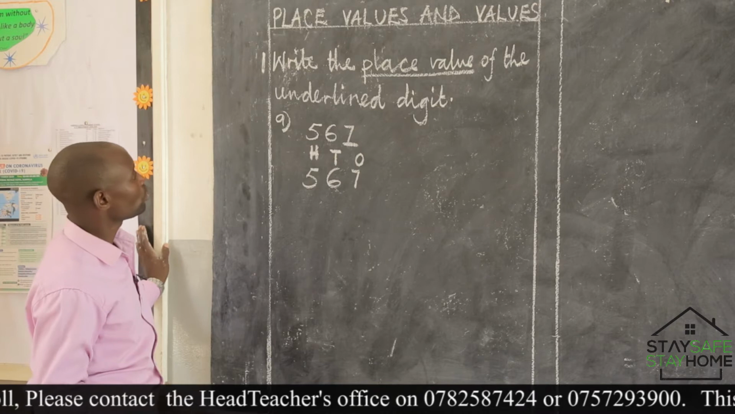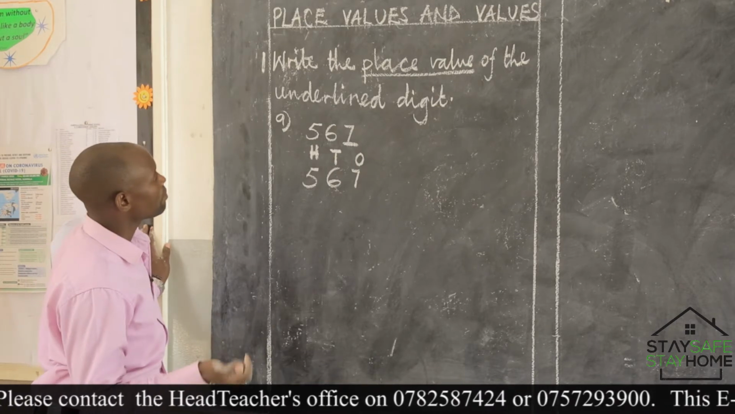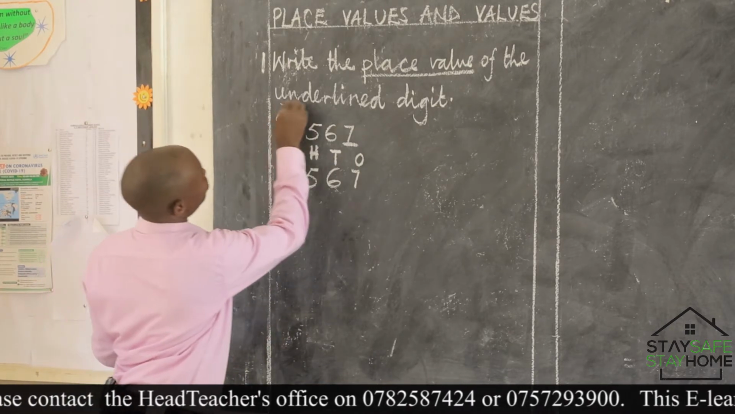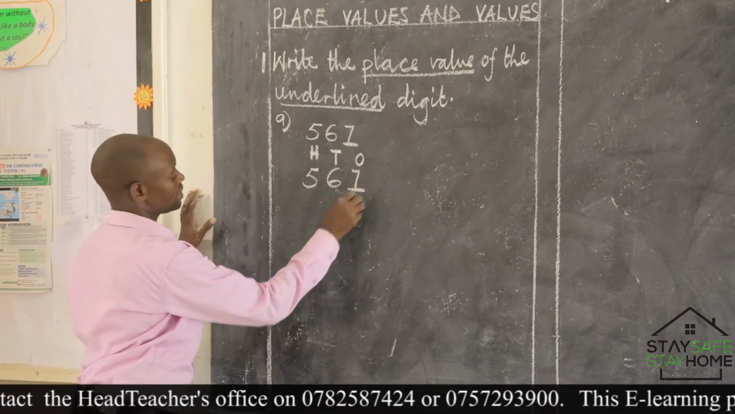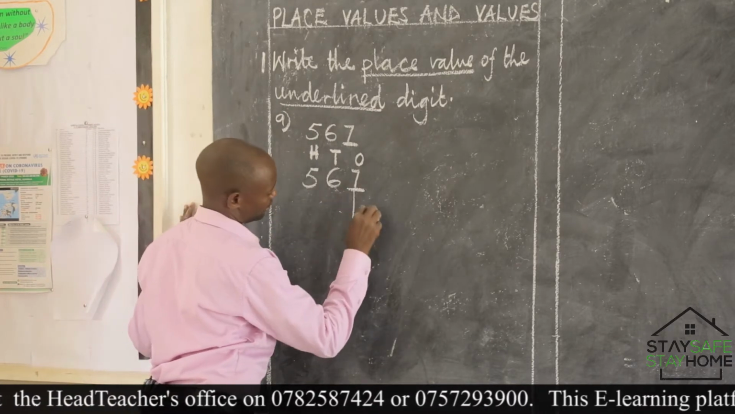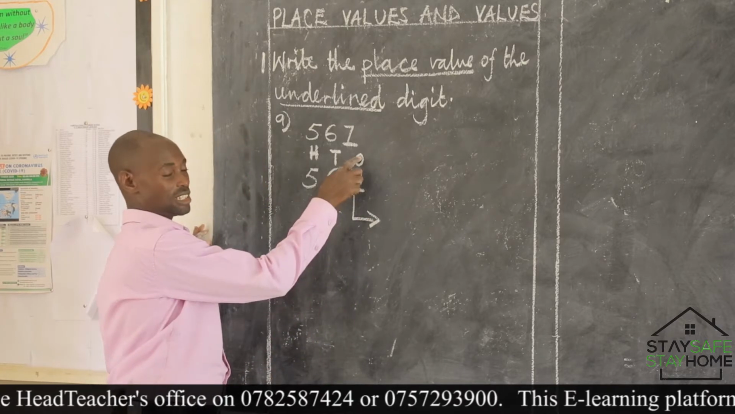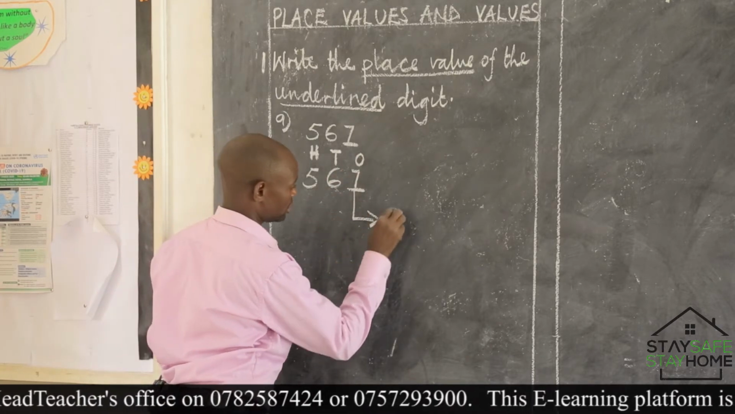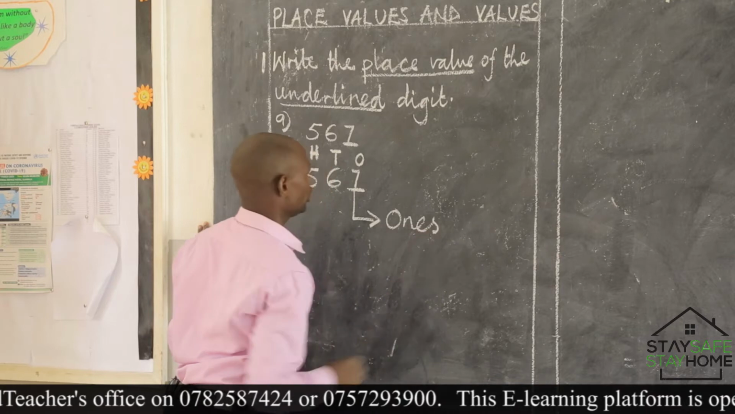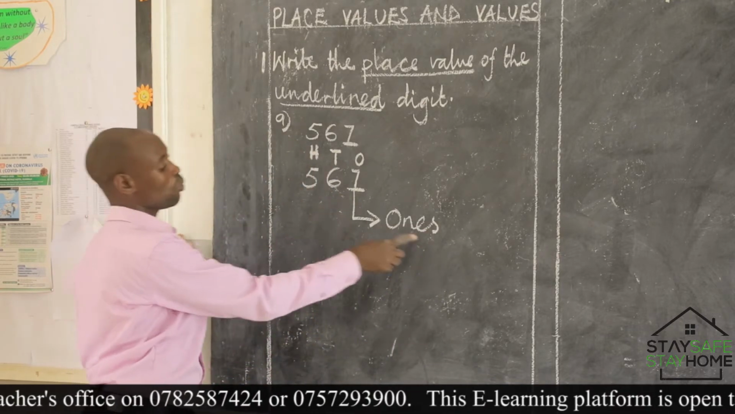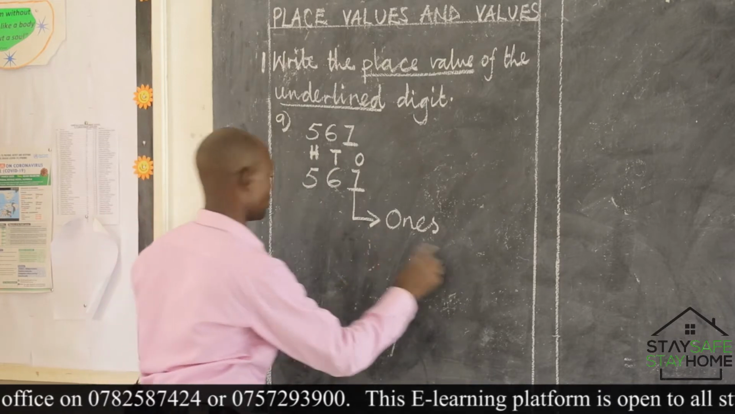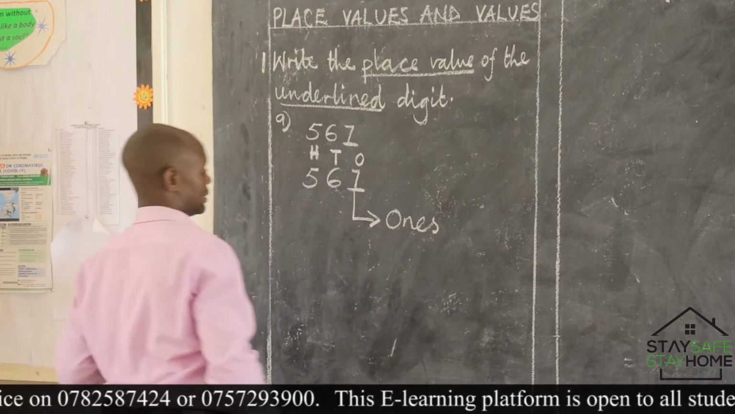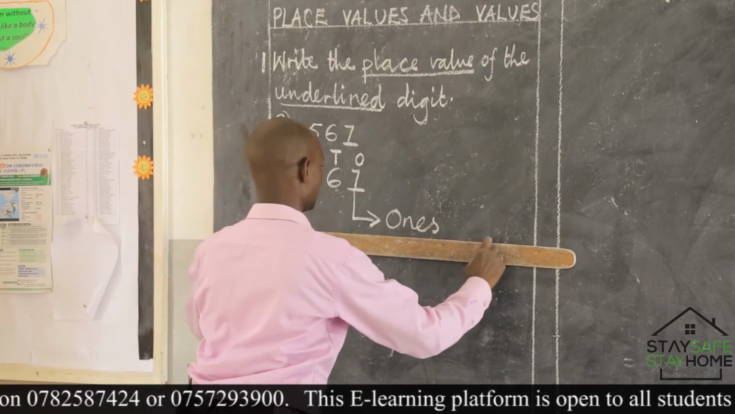So go back to the question. Write the place value of the underlined digit. What is the underlined digit here? It is 7. So what is the place value of 7? We have said it is ones. So it means 7 is in the ones place value in this number. So our answer becomes ones. See? Very simple.